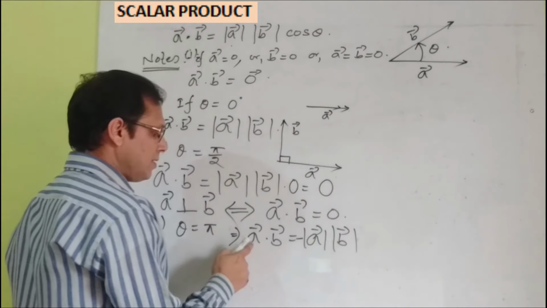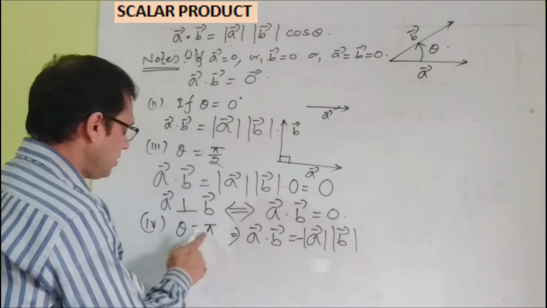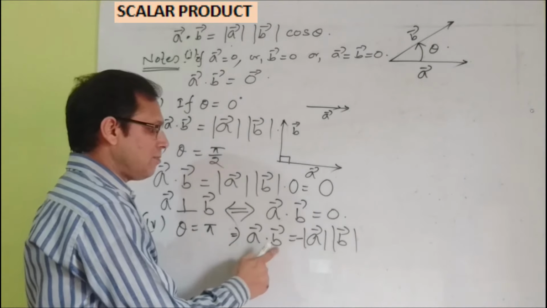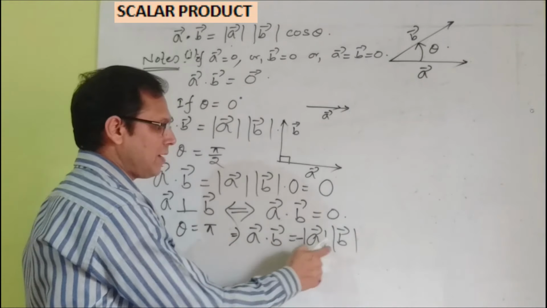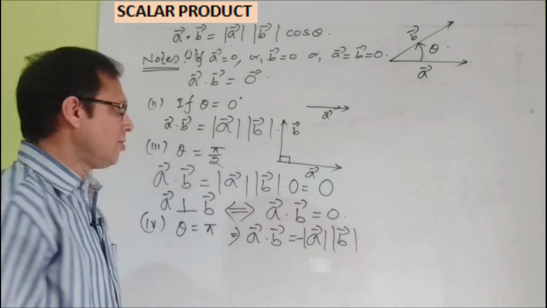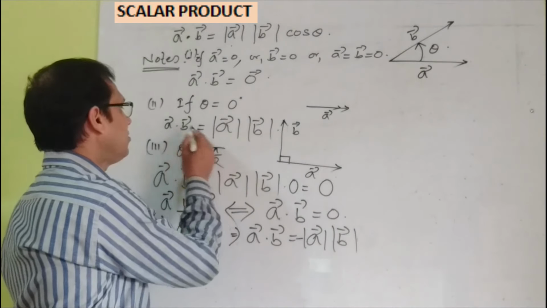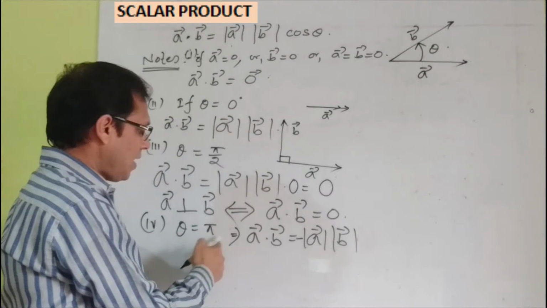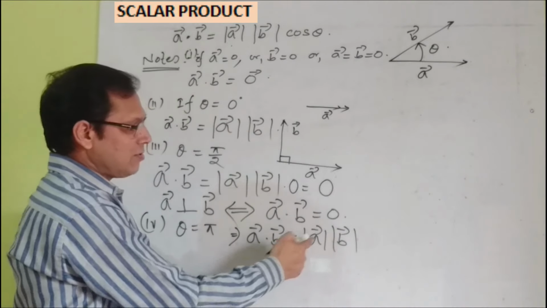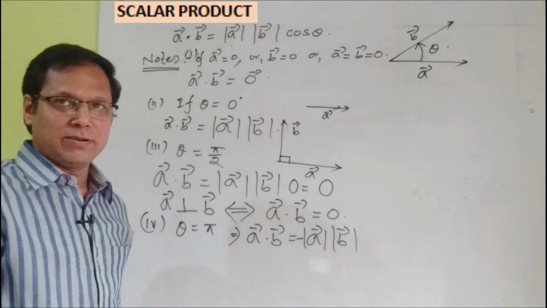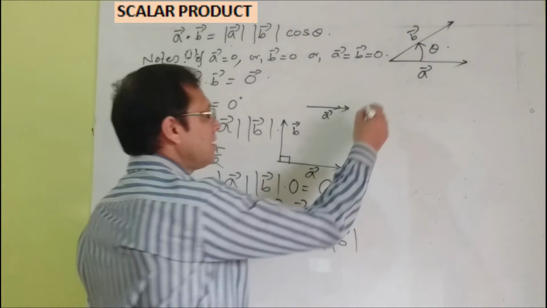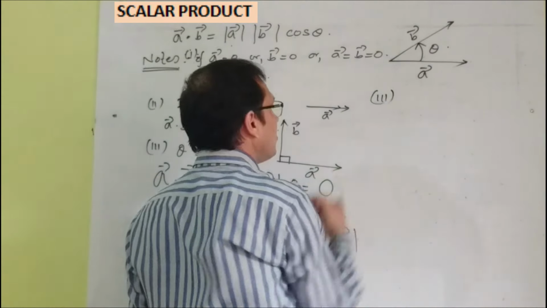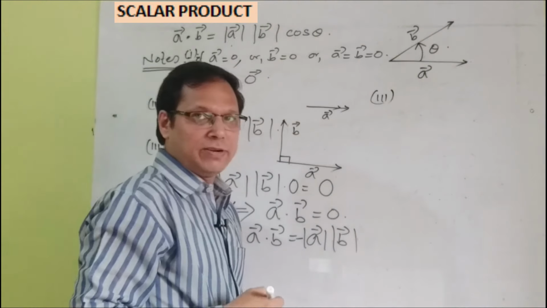Okay, that means when theta is equal to pi, then a dot b is equal to minus of a vector magnitude into b vector magnitude. When theta is equal to 0, a dot b is equal to a vector magnitude into b vector magnitude, but when theta is equal to pi, a dot b is equal to minus of a vector magnitude b vector magnitude. Now we'll take the result of dot product of unit vectors.